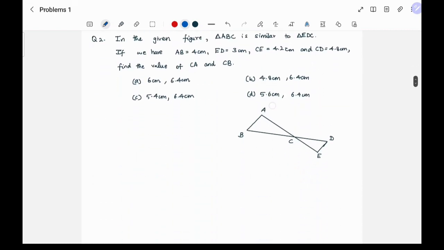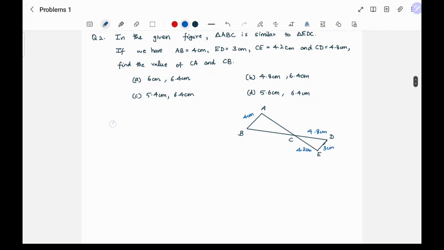Next question. In the given figure, triangle ABC is similar to triangle EDC. If we have AB equal to 4 centimeter, ED equal to 3 centimeter, so this is 4 centimeter and this is 3 centimeter, and CE is 4.2 centimeter and CD is 4.8 centimeter. Find the value of CA and CB.